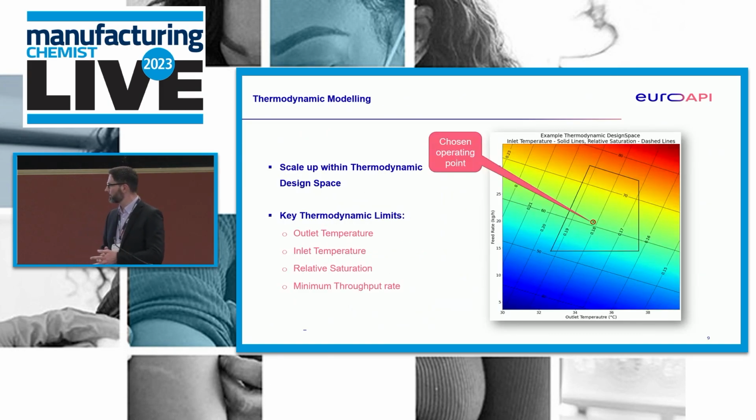So in terms of thermodynamics, this is a typical plot that we would see, and we choose an operating point within that design space. Things we're looking at here is inlet and outlet temperature. Outlet temperature tends to end up being the quality critical parameter. Inlet temperatures can be more flexible, but there can be upper limits on that, depending on the product and the formulation. Relative saturation is important, and what is our minimum throughput rate? So typically what we would do is define what the design space is and then choose an operating point to start with for that particular process.